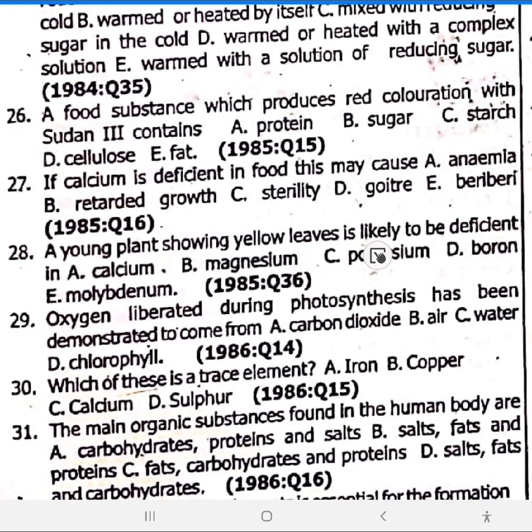28, a young plant showing yellow leaves is likely to be deficient in magnesium. Right, let's write please. Deficiency of nitrogen, sulfur, iron and magnesium could lead to yellowing of leaves. So go down and write deficiency symptoms in plants. Nitrogen leads to yellowing of leaves and stunted growth. Calcium leads to weak, stunted growth and poor root development.